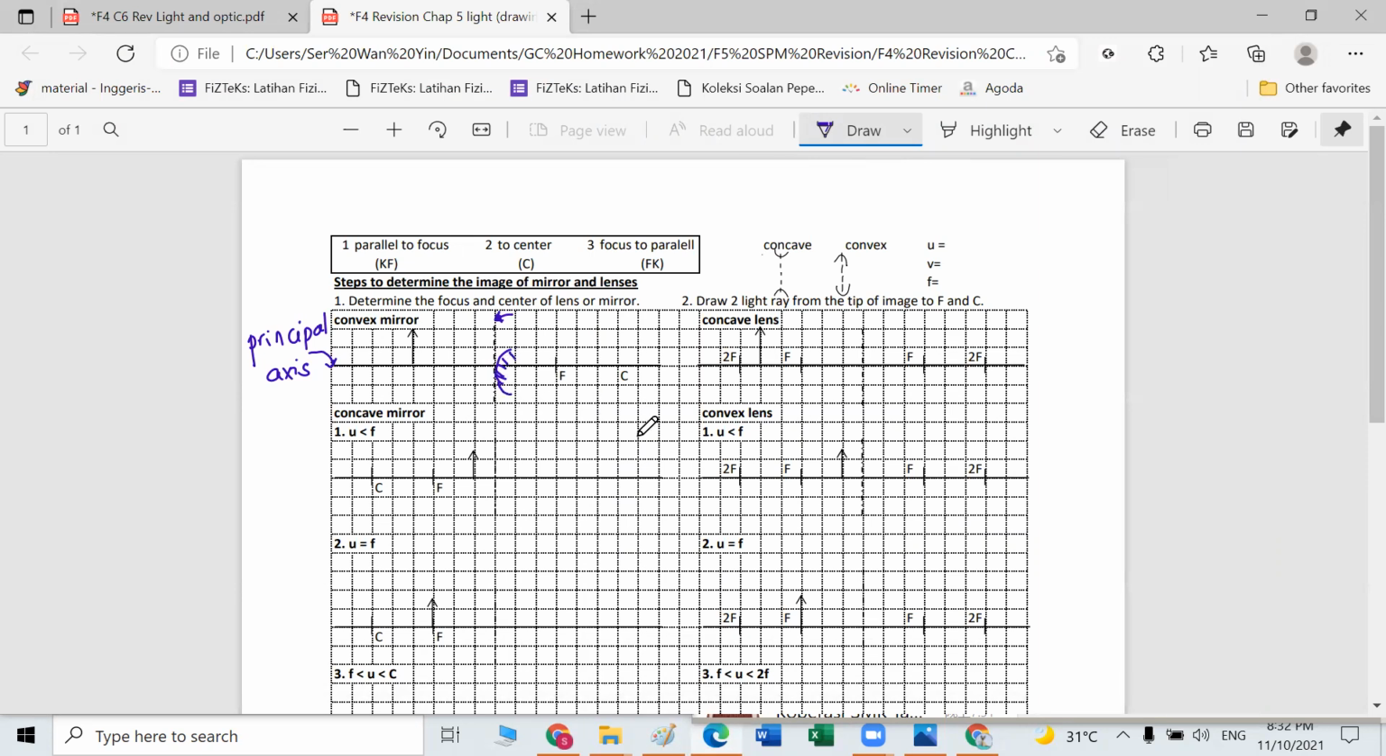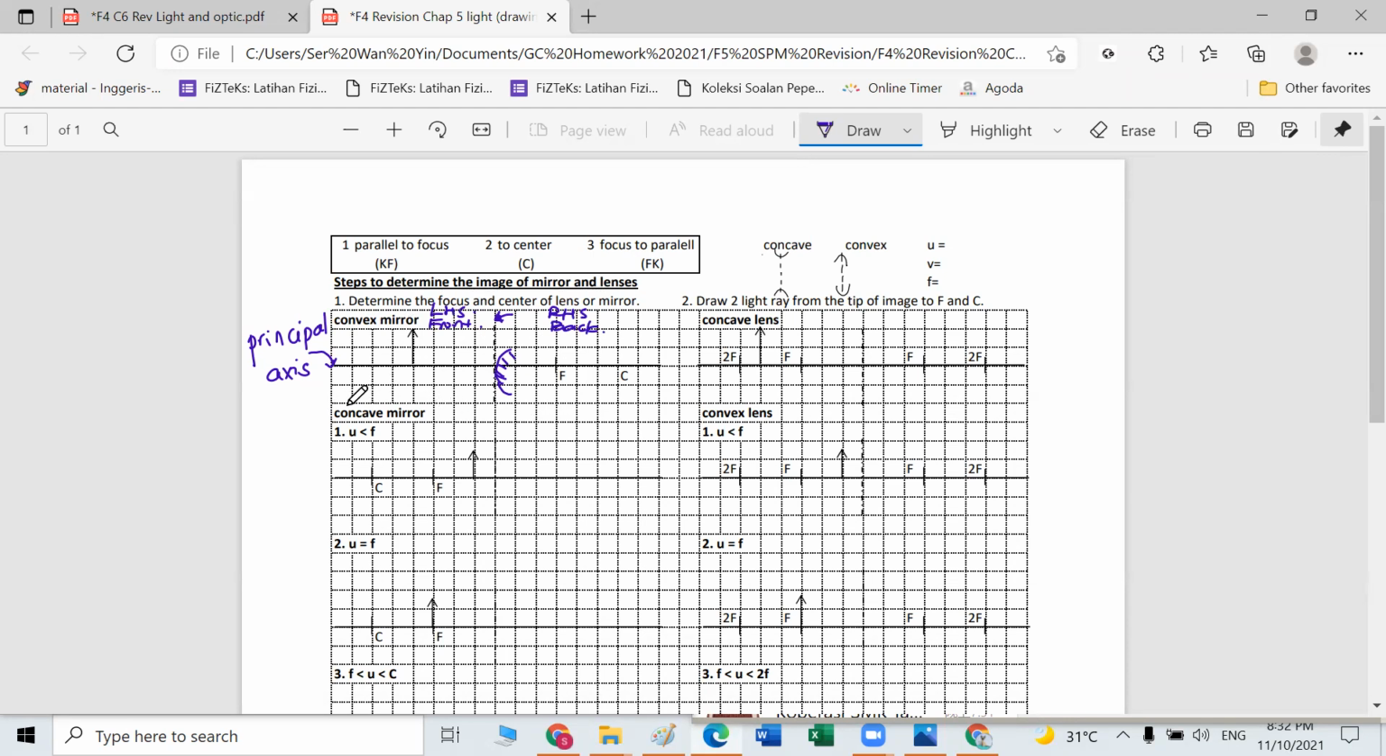Okay. If possible, make it symmetry. Then concave. Convex means we look from left hand side. Left hand side means front. Right hand side here means back of the mirror.